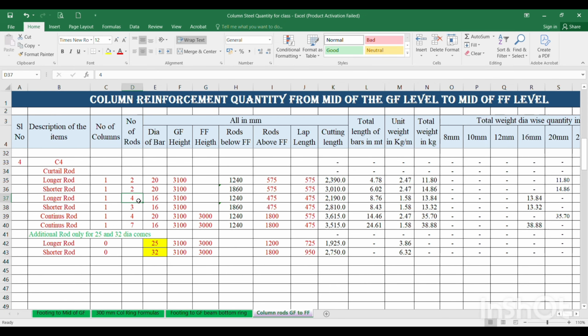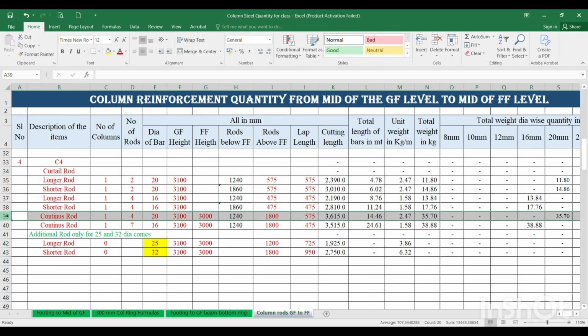Then this is 4 and this is 4, dia is 16, 3100 is the ground floor height. No first floor height, this rod will not go to the first floor. As per that, the rod below first floor level will be calculated, and for this 16 dia rod, above ground floor is for the bending, and 475 for the lapping to the below rod.